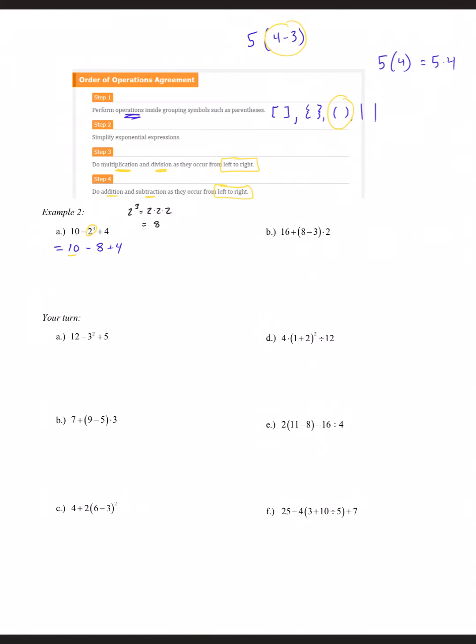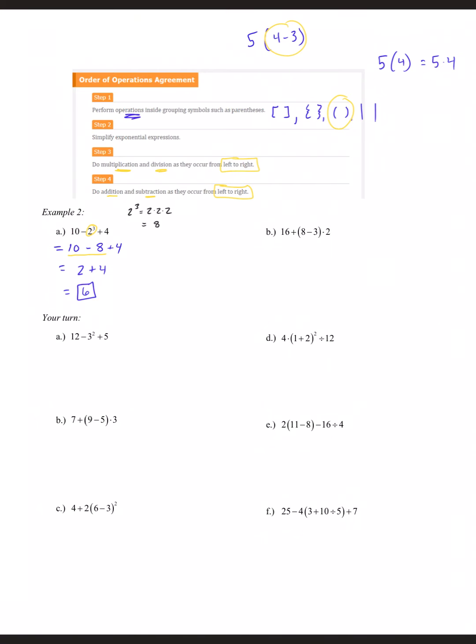The first operation we have is 10 minus 8. So we can write that as 2 plus 4. And lastly, 2 plus 4 is 6. And then you always want to check your answer by typing this into your calculator just as you see it.